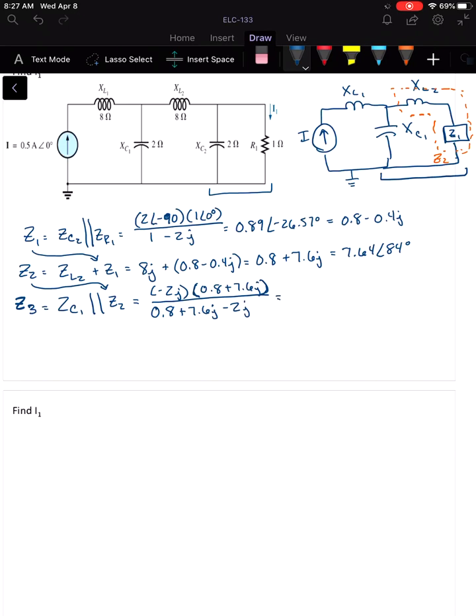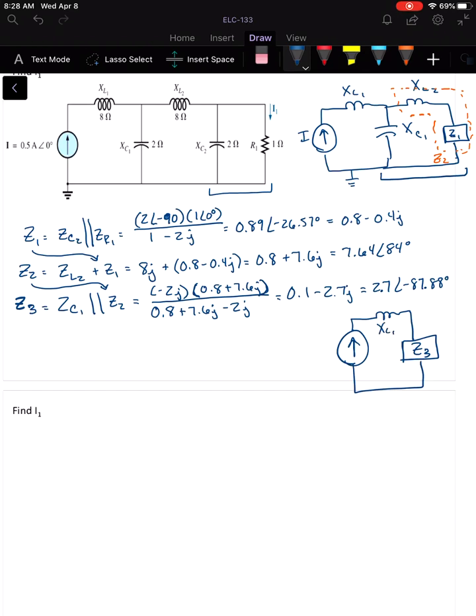All right, so that should give me 0.1 minus 2.7J, or in polar form, 2.7 at a negative 87.88 degrees. All right, so we're almost done. Now that gets us to our inductor, and then this Z3 out here. Again, I'm not redrawing everything, I just want to have a place where we can kind of track our steps back.